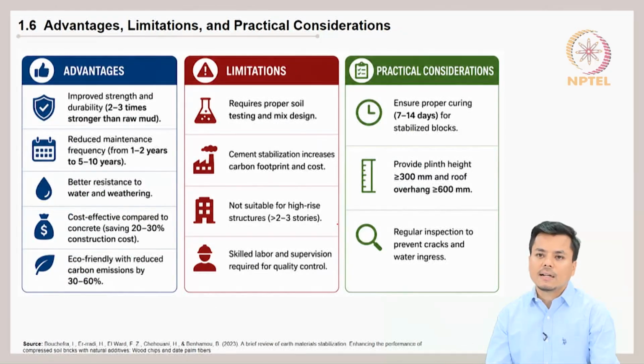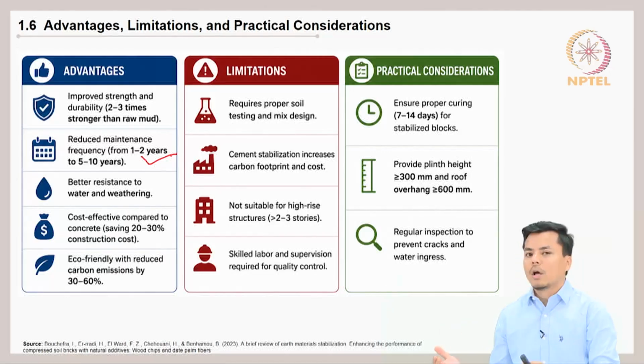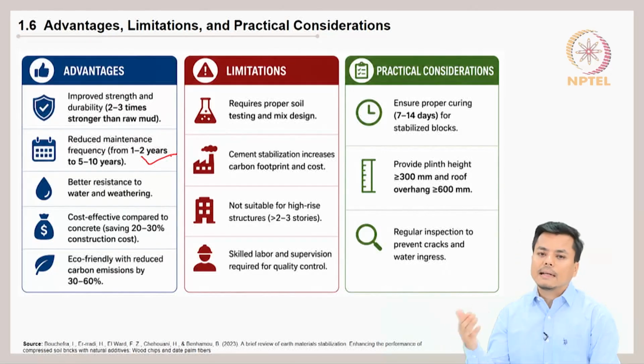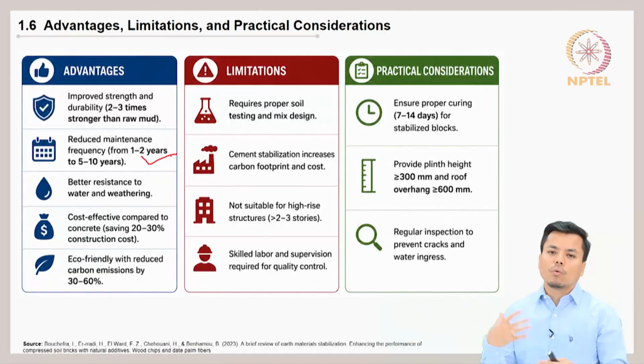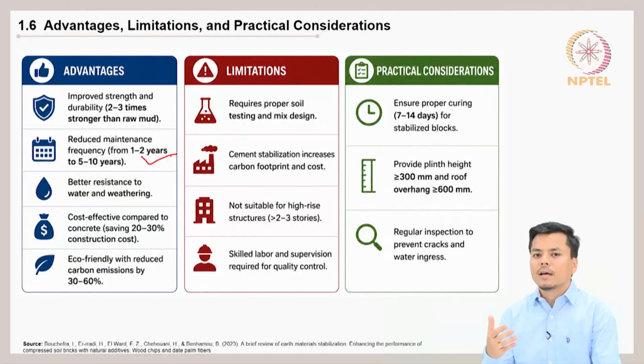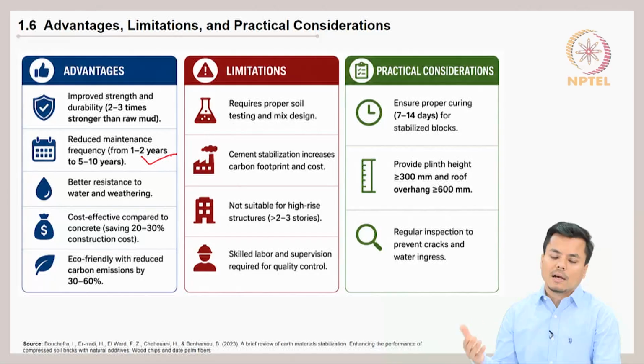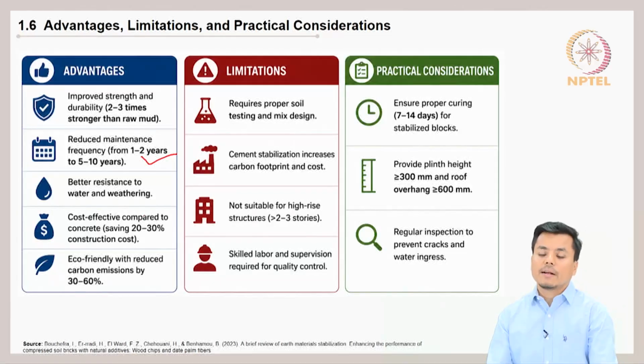So overall, let us understand the advantages. What advantages do stabilizers bring into the construction? It improves the strength and durability. It reduces the maintenance frequency from 1 to 2 years to 5 to 10 years. So every 5 to 10 years there may be some small plastering or repair work required, which we also do. In fact, in modern construction, we have to repaint the entire structure every alternate year. So similarly here, that is done, and it should not be a cause of worry in earth based construction. It also gives better resistance to water and weathering, is cost effective compared to concrete construction, and is eco friendly with reduced carbon emission. So these are the advantages that stabilizers bring into earth based construction.